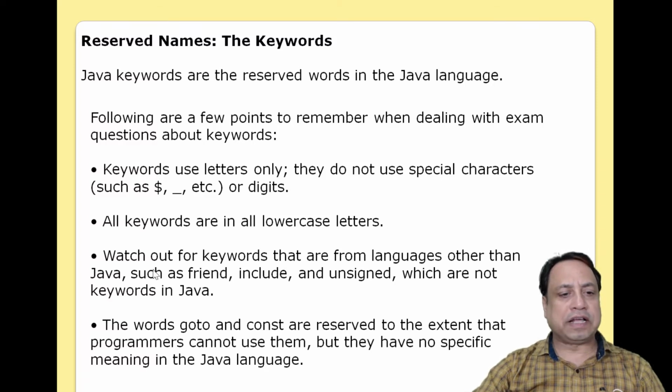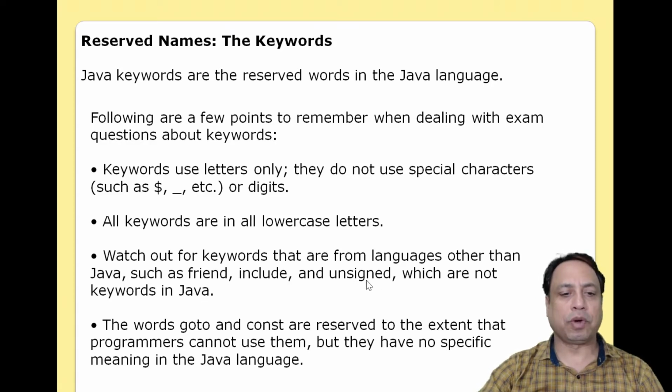There are keywords like friend, include, unsigned. If you are a C++ programmer, you will remember these were keywords used in C++. But in Java, they are no longer keywords, so these are not found in the Java language. The words like goto and const are reserved to the extent that programmers cannot use them, but they have no specific meaning in the Java language.